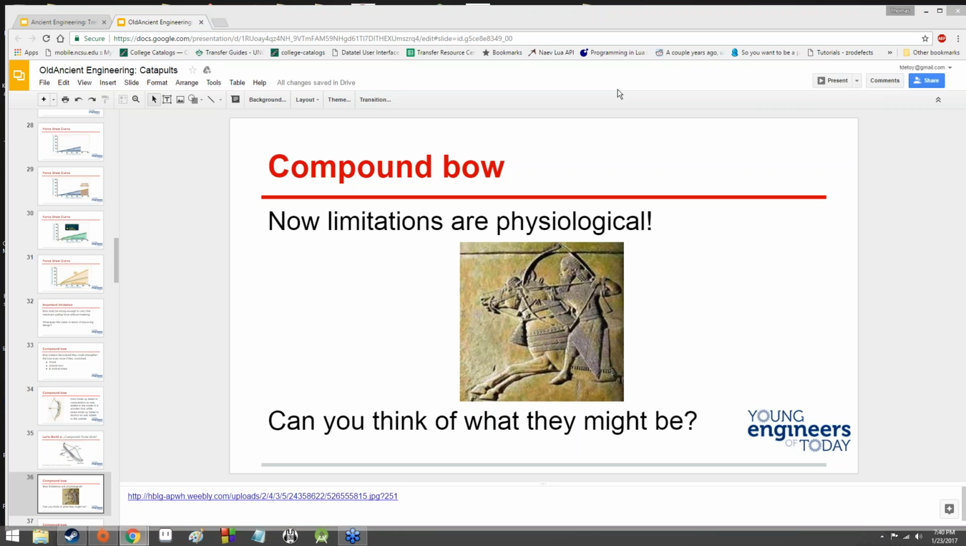Although think about, you could store more energy by making a bow larger, right? Yeah. At some point, we humans ran into another limitation, and that was basically the average human arm span. There was only so far you could draw the bow back because there's only so long our arms are.